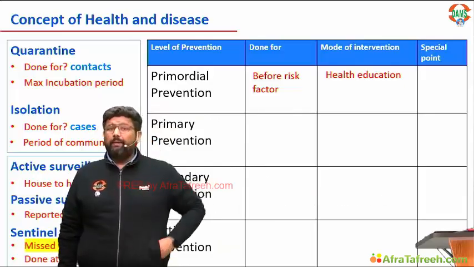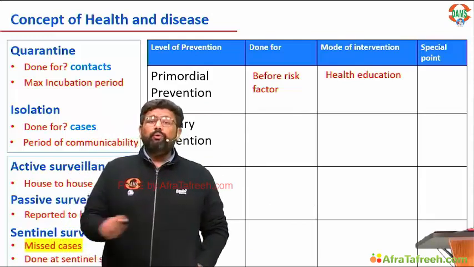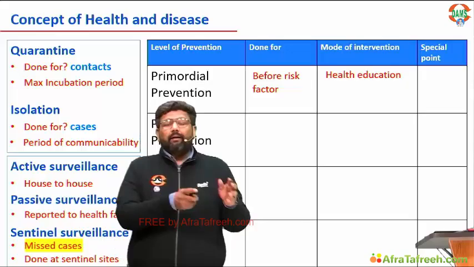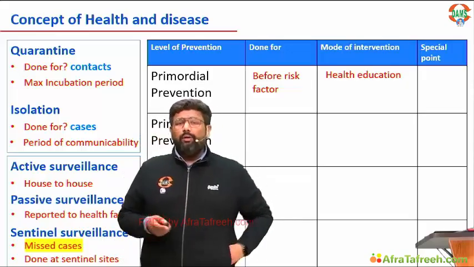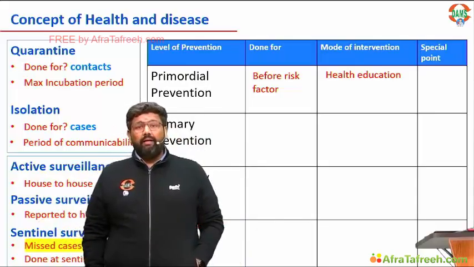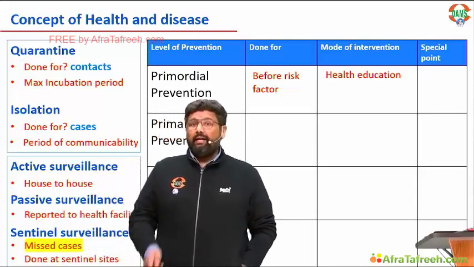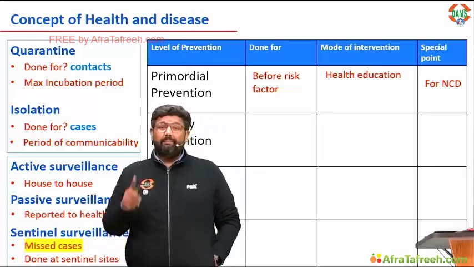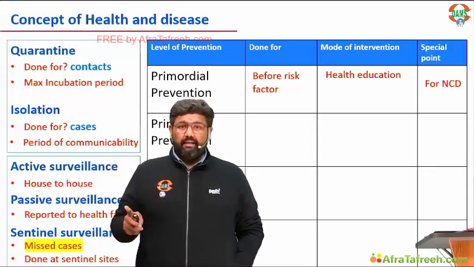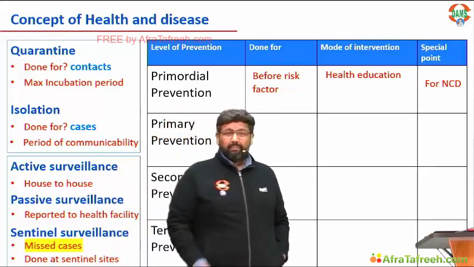Now, primordial prevention. There is no risk factor till now. We want to act before the risk factor occurs. What can you do? Only health education. And the special point is, this is the best level for NCDs. Your previous year question: best level for NCD.